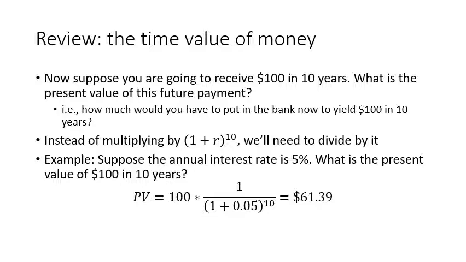Suppose that the annual interest rate is 5%. What is the present value of $100 in 10 years? Well, the equation at the bottom of the screen tells us this. The present value, PV, is equal to 100 times 1 over 1 plus the discount rate, which in this case is 5% or 0.05, to the 10th power. And this is equal to $61.39. So what this is saying is that if at an interest rate of 5%, we invested $61.39 right now, in 10 years we would have $100 in the bank.